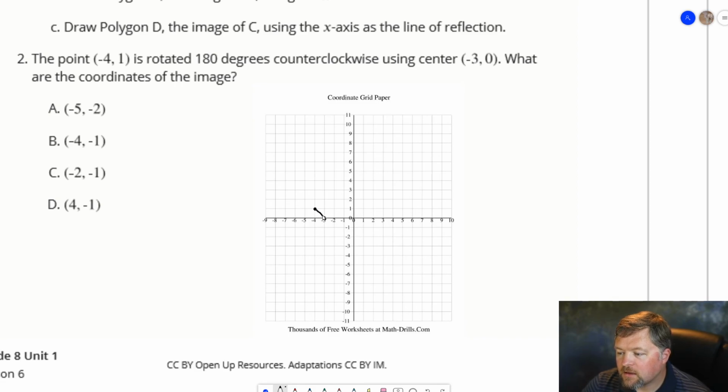So, if that line connects our point to our center of rotation, rotating it 180 degrees makes a straight line in the same distance. This is where our new point needs to be. What is that point? That is the point -2, -1. So it looks like our answer is C.